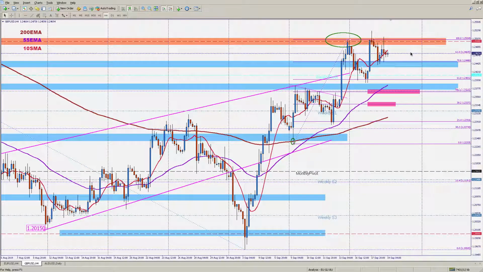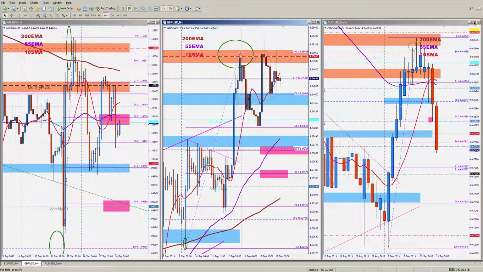All right, before that, there's also UK's retail sales figures. Okay, let's move on to the Aussie dollar.